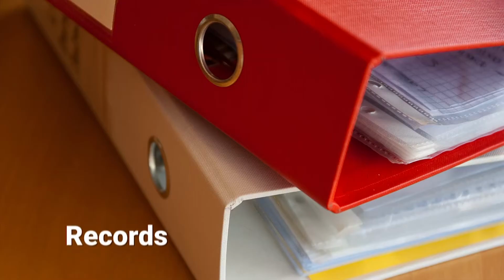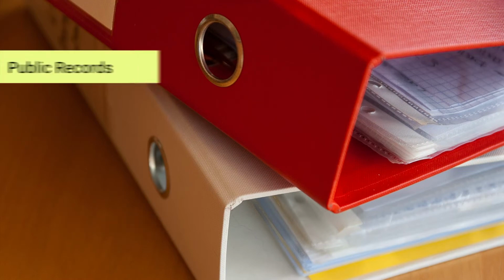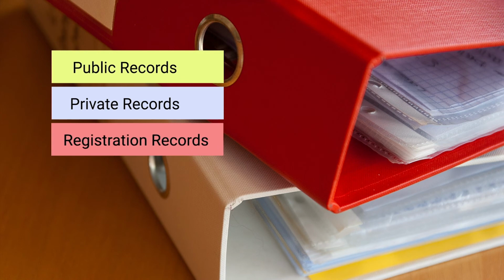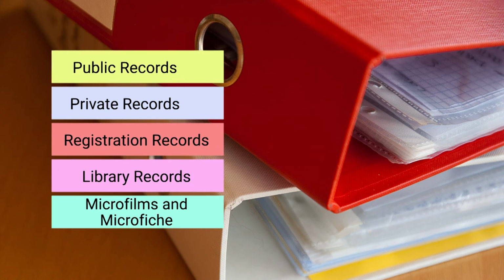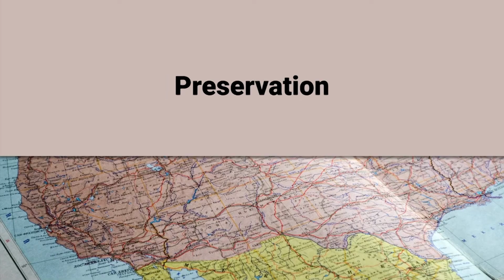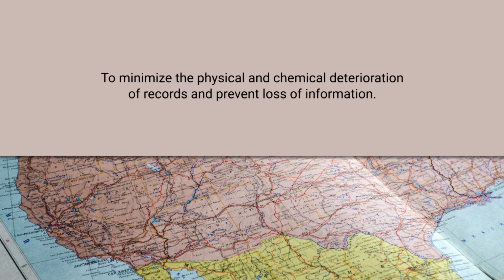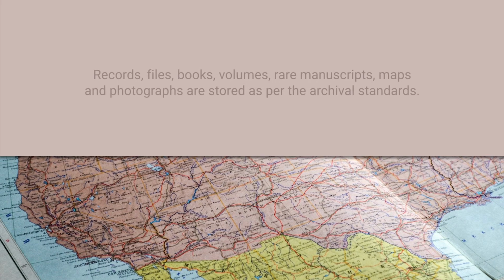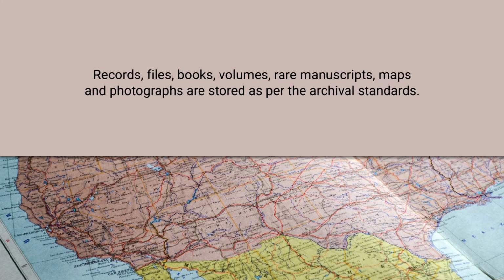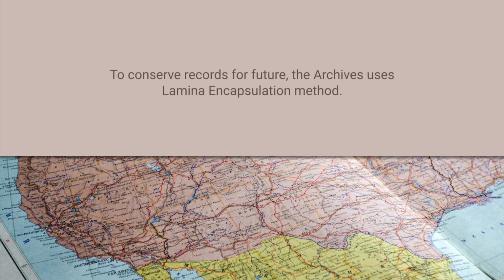These records include public records, private records, registration records, library records, microfilms and microfiche. Then archives undertake the activity of preservation to minimize the physical and chemical deterioration of records and prevent loss of information, to preserve records, files, books, volumes, rare manuscripts, maps and photographs. All these are stored as per the archival standards. And to conserve the records for future, the archives use lamina encapsulation method.